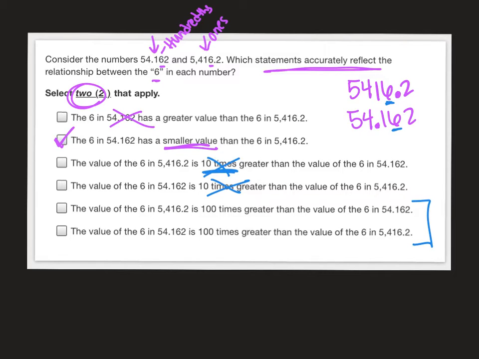So the second to last answer says the 6 in this number is 100 times greater than the value of the 6 in this number, which is true because this is the ones and this is the hundredths place. So there's moving twice. That's why we have, remember, 2 zeros. And it's in the correct order because the ones place right here is greater than the hundredths place. So that is your second answer. And if you look, this last one is backwards. So that's why this one is not your answer. Okay. And remember, we were looking for 2, so we got them.